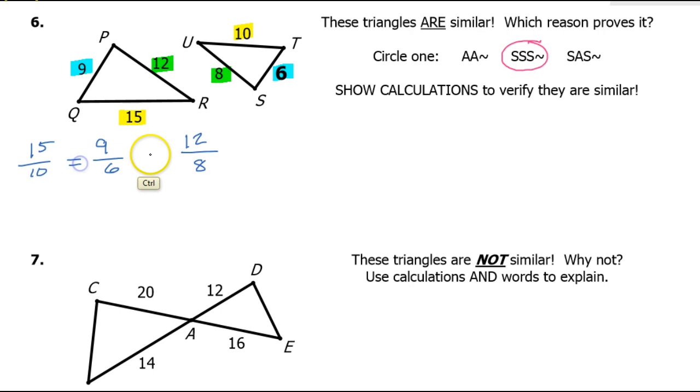So the question is, are these equal? We already know that these triangles are similar, so I know they will be equal. But let's go ahead and reduce. These are both divisible by 5, so this reduces to 3 over 2. These are both divisible by 3. That gives us 3 over 2. These are both divisible by 4. So that will give us 3 over 2.